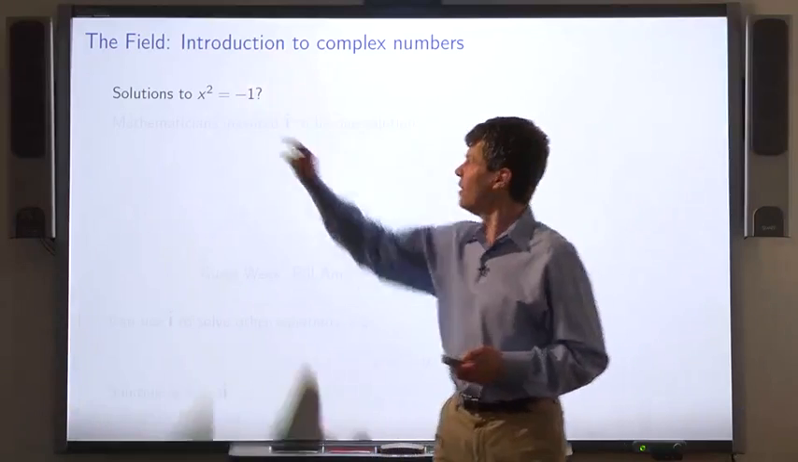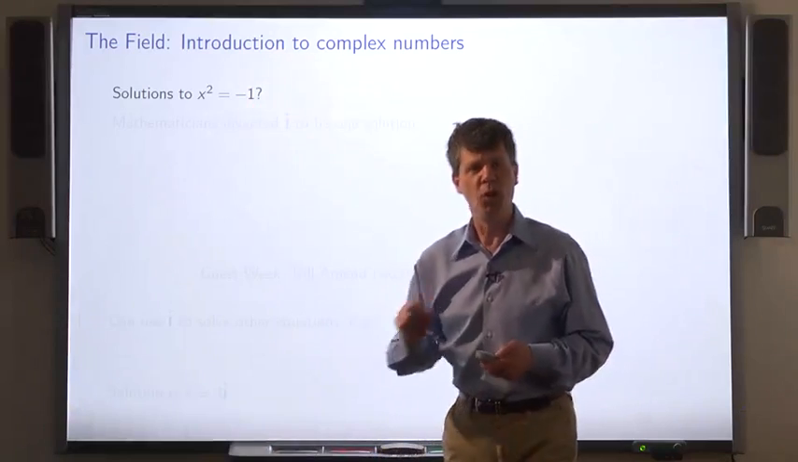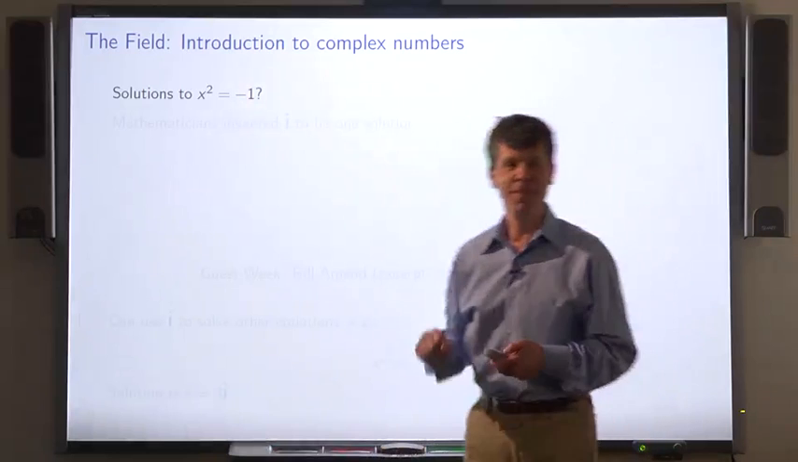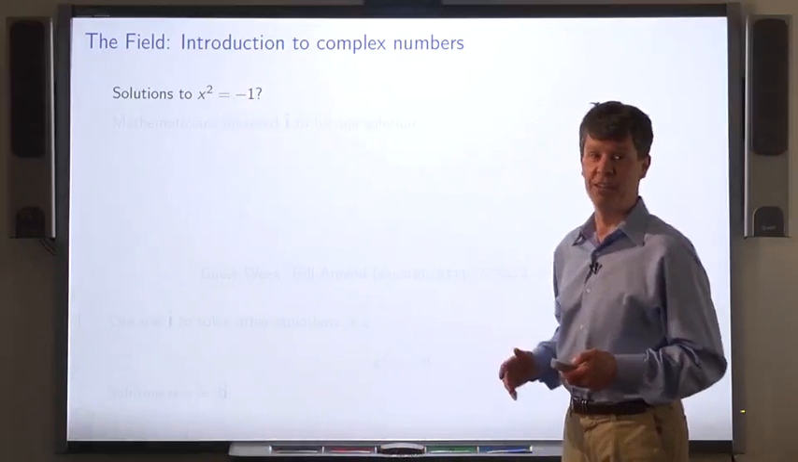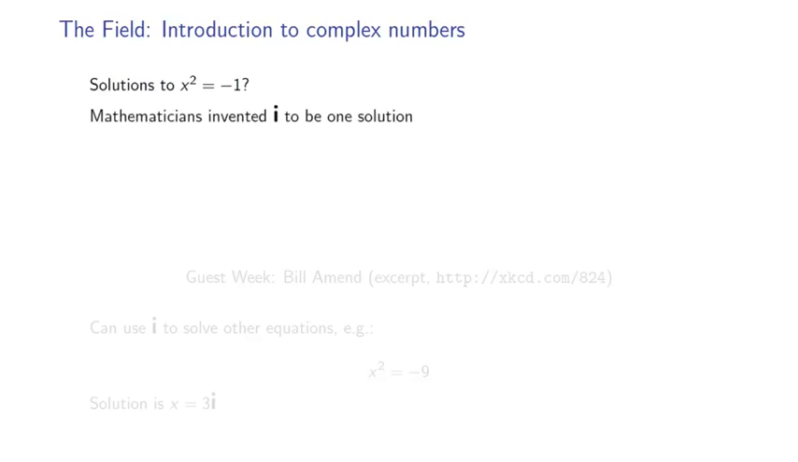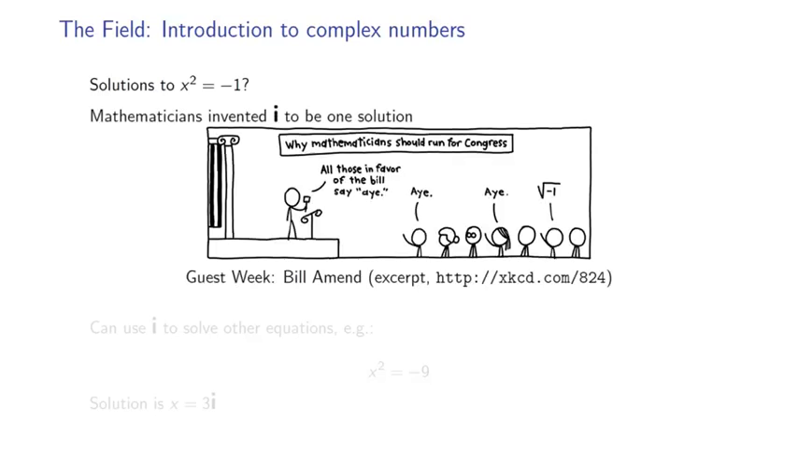Here's an equation. X squared equals minus 1. What are the solutions? Well, if we stick to the regular numbers, the real numbers, there aren't any solutions. Mathematicians invented i to be one solution.